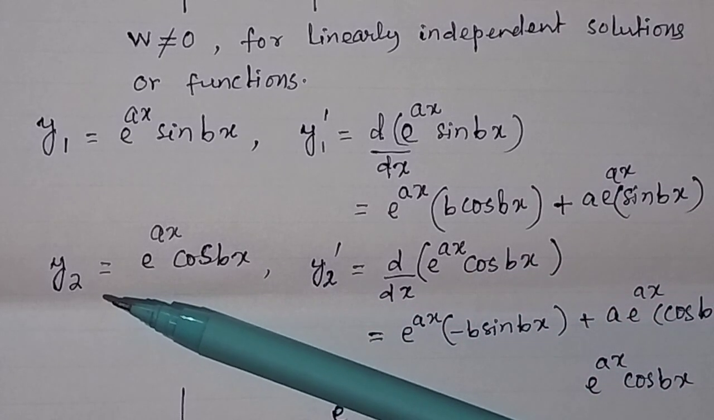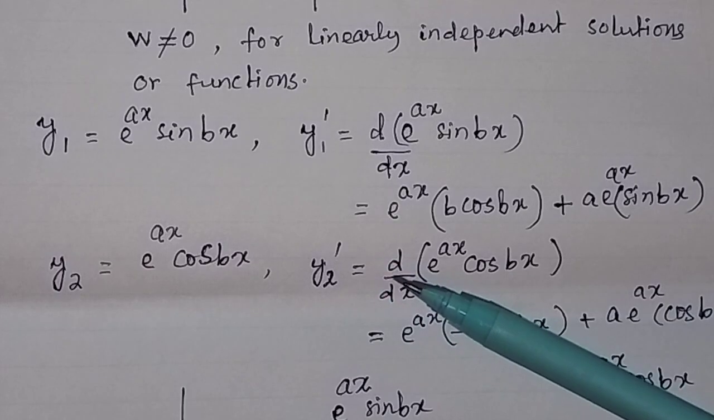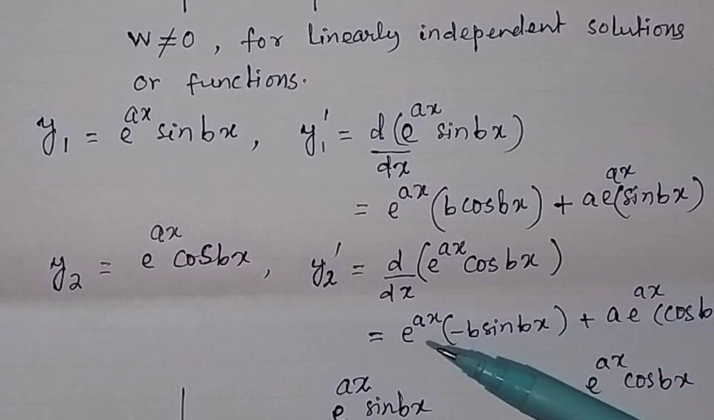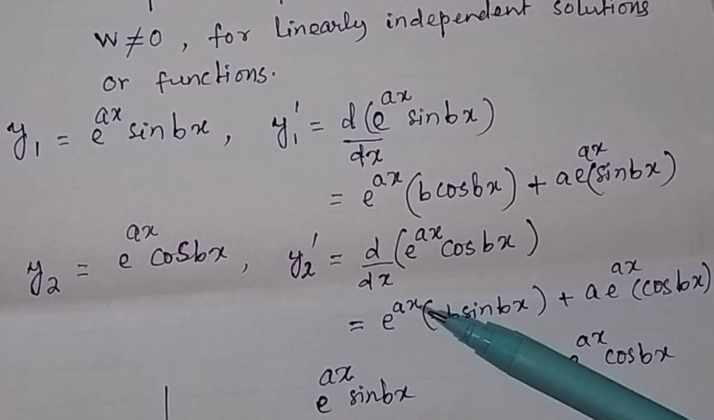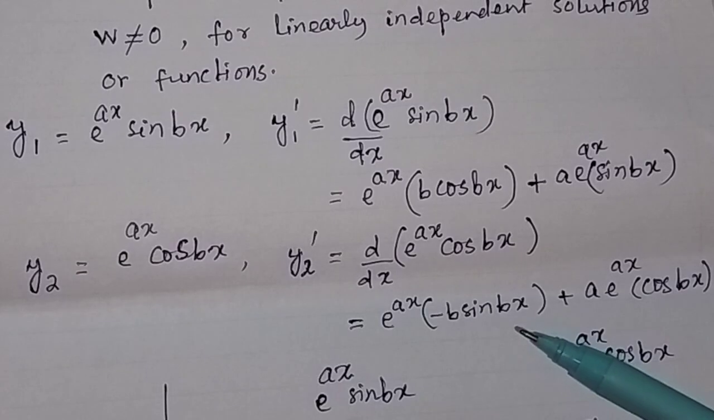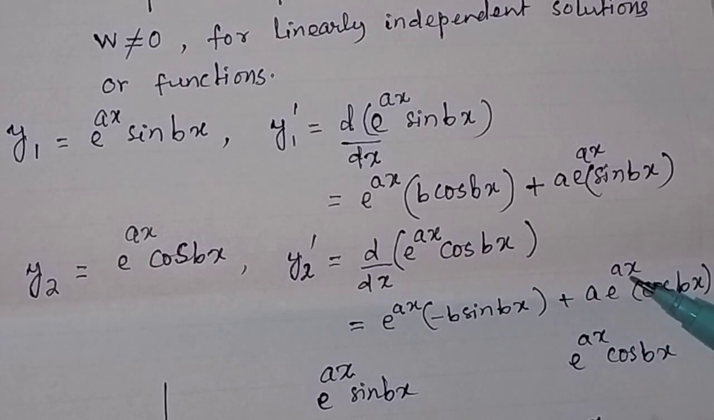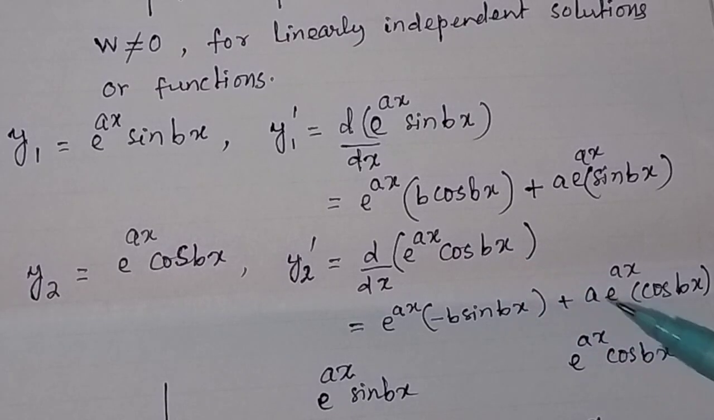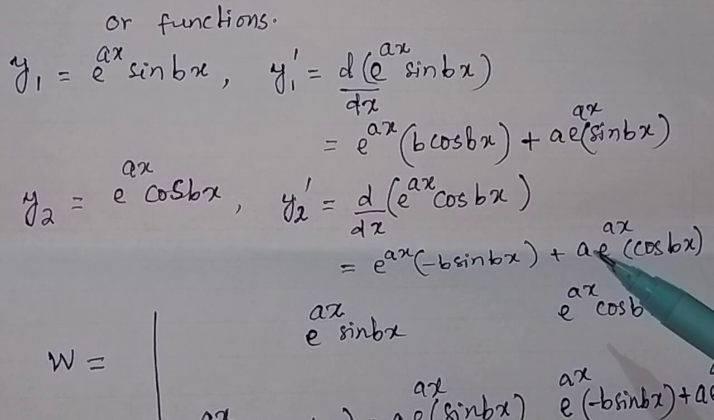Similarly, the second function is given as y2 equal to e to the power ax cos bx. So the derivative of the second function, y2 dash, the derivative of e to the power ax cos bx with respect to x, is also a product function. First function times derivative of the second plus second function times derivative of the first. So the first function is e to the power ax, the derivative of cos bx is minus b sin bx, plus the derivative of the first function, e to the power ax, is a e to the power ax, into the second function, that is cos bx.